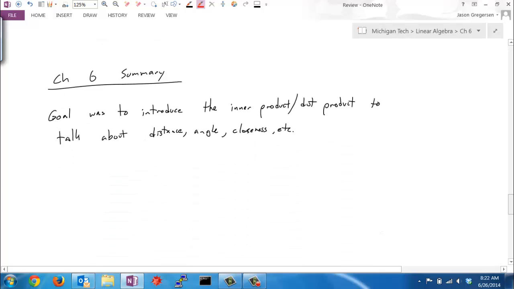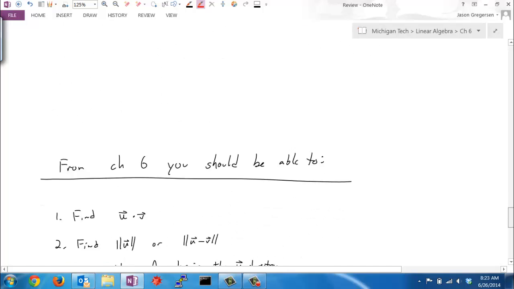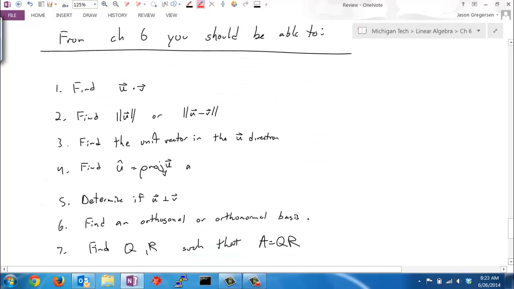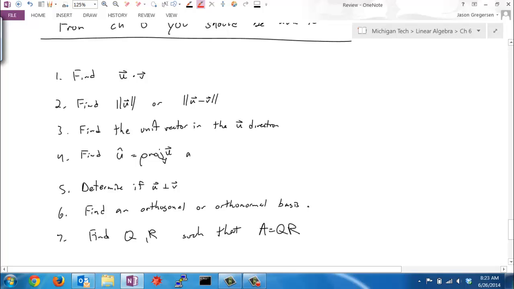All right, the Chapter 6 summary here. Our goal was to introduce the inner product, or the dot product, more specifically. It's one special case of the inner product, to talk about distance, angle, closeness, that geometry of our vector space. And these are the big ideas that we really need to be able to do as we prepare for the final. You have to be able to calculate a dot product.